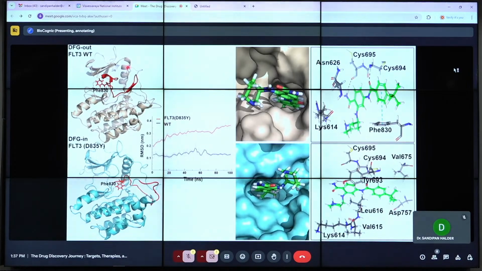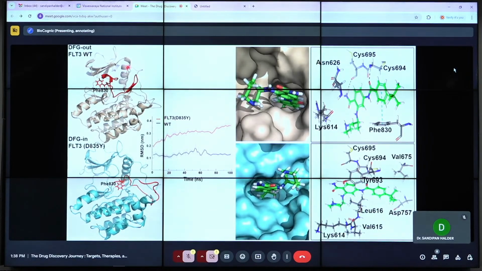DFG in and DFG out conformers are totally different conformations of the protein you will be targeting. Either you consider only the DFG out conformer in the mutant also, or you consider the DFG in conformer in both cases. In at least one case, you are targeting the wrong conformation. Am I right? So that is also very, very important.